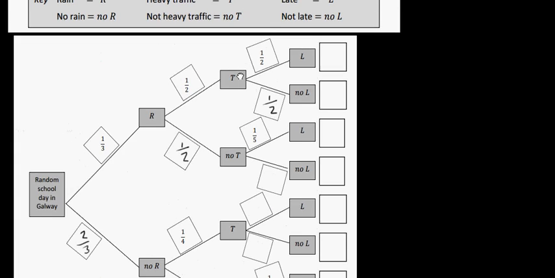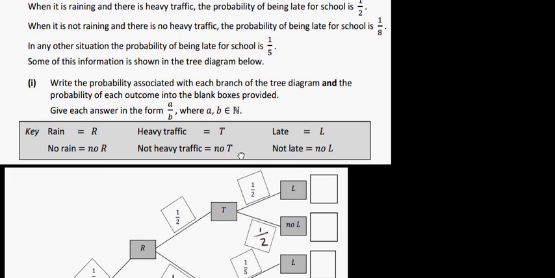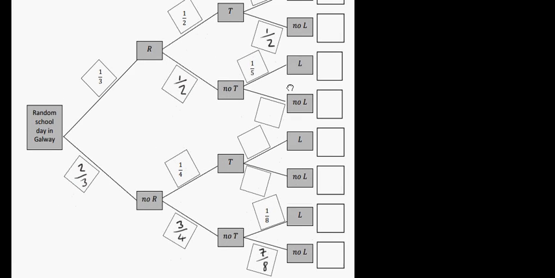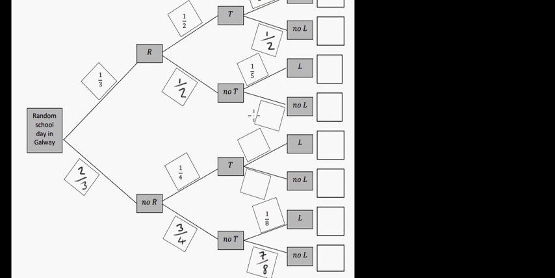Okay, next one. We've done this line here. The next one is, in any other situation, the probability of being late for school is 1/5. And they filled one of these out already. So this is one of our late. If this is 1/5, this branch here must be 4/5.